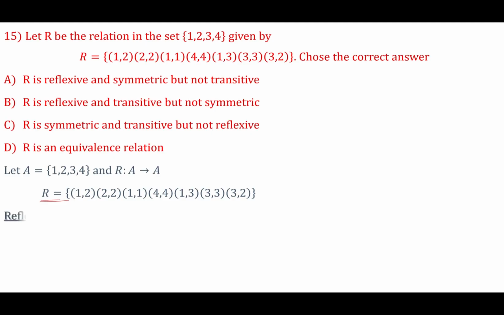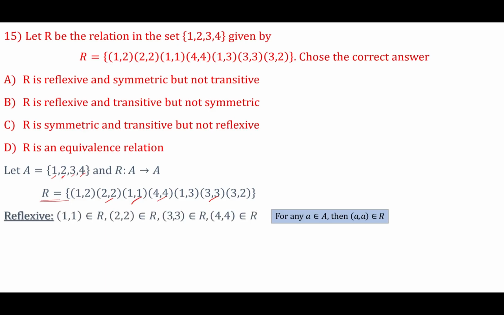At first, reflexive. The definition of reflexive: for any element a belongs to A, then (a, a) belongs to R, which means I must have all the ordered pairs with the same elements. (1, 1) is there. (2, 2) is there. (3, 3) is there. (4, 4) is there, which means the given relation R is reflexive.